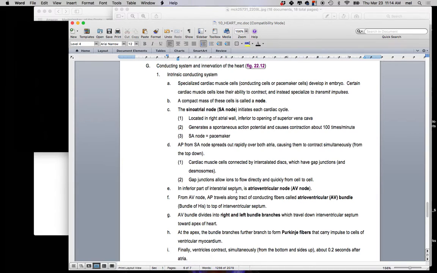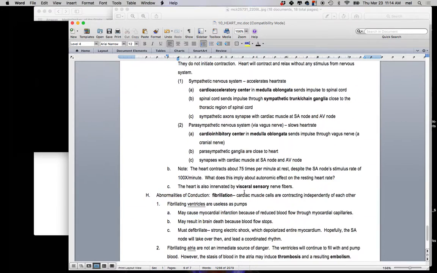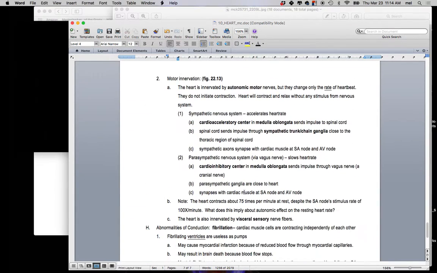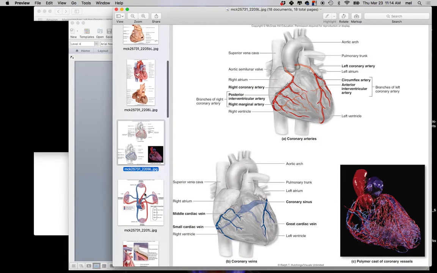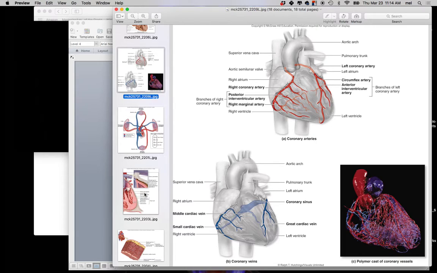But once the SA node is going, right, you can increase or decrease the rate. And the way that you can do that is that the nervous system is hooked up. And part of this is stuff that you know. So the motor innervation of the heart is controlled by which part of the brain controls your heart rate?